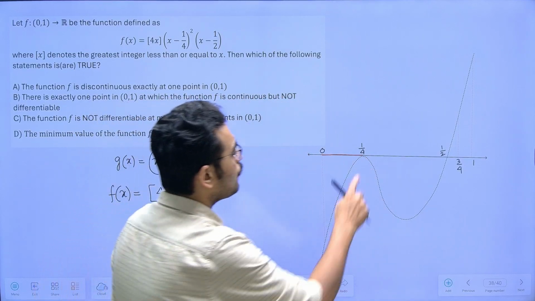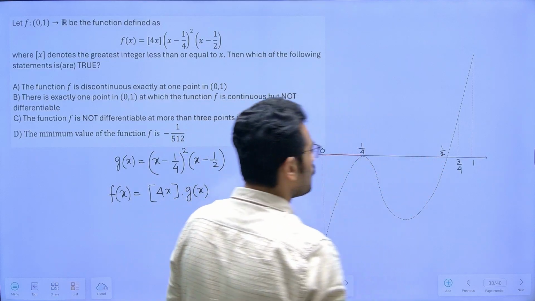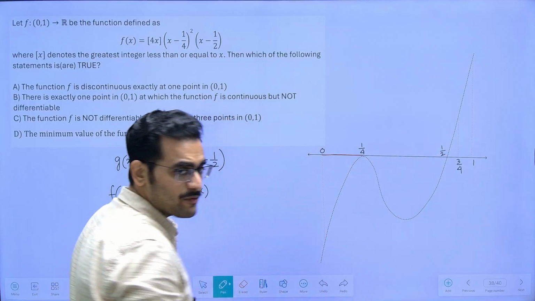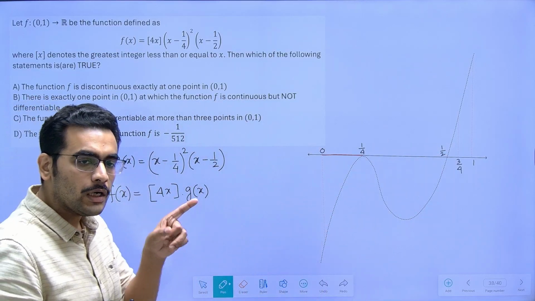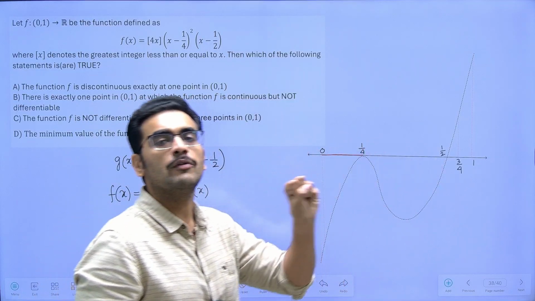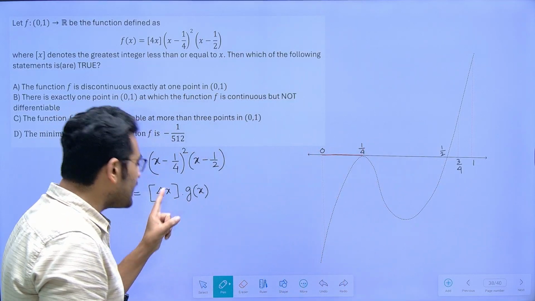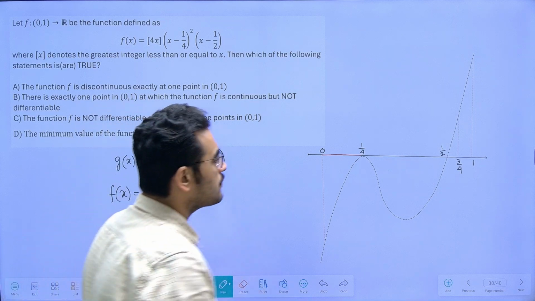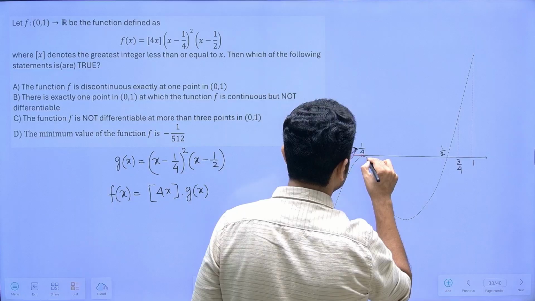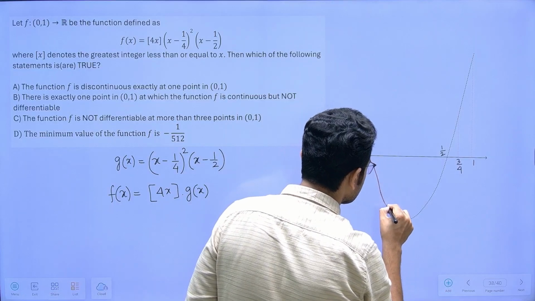Next, 1/4 to 1/2. For 1/4 to 1/2 x value, 4x will lie between 1 to 2. So floor value of 4x will be 1. Then 1 is getting multiplied with g(x), which means the same graph of g(x). So we'll continue the same graph of g(x) here for the function f(x). So we'll just repeat the same graph.